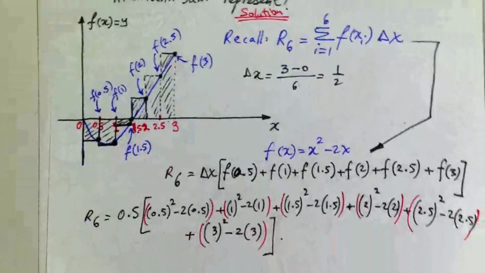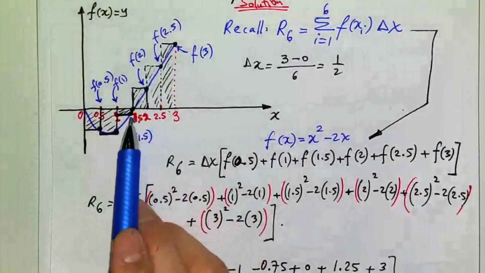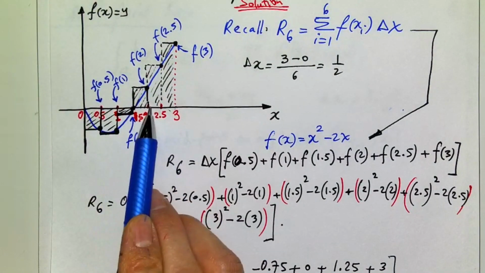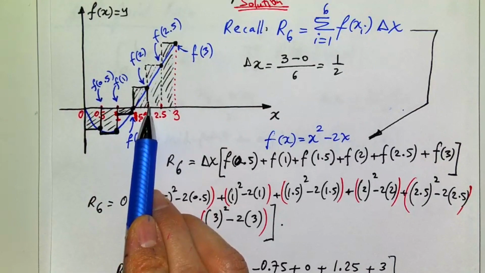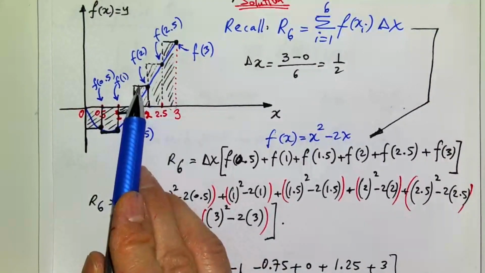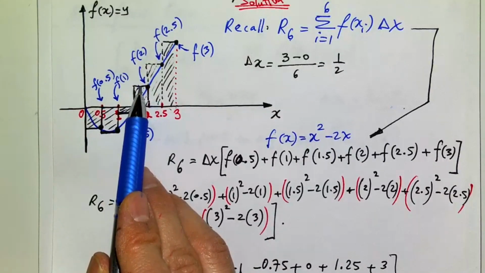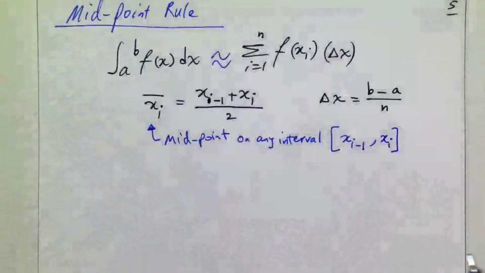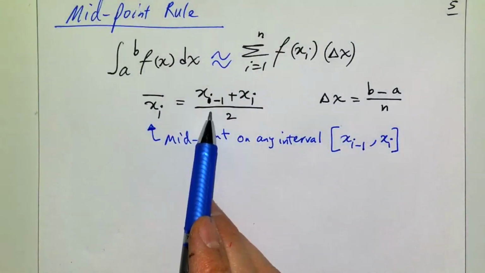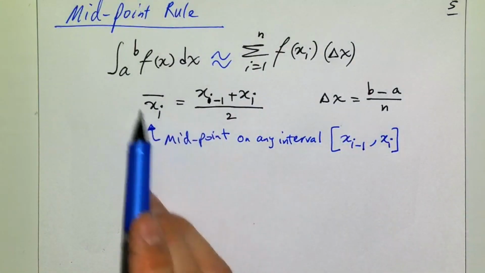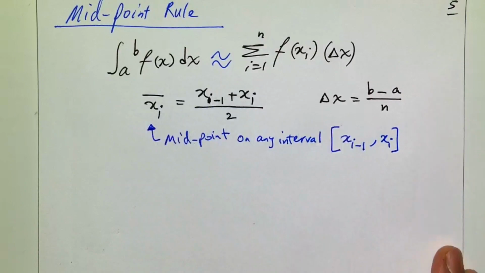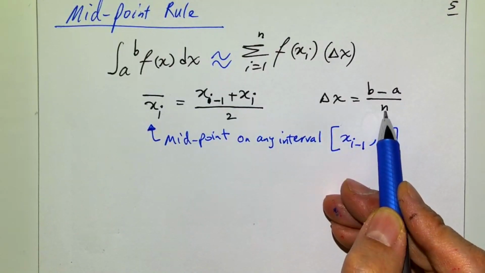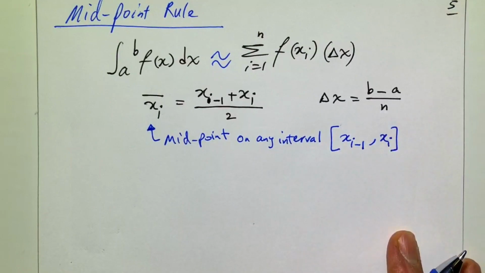To figure out where the midpoint is, we take the lower limit, 1.5 plus 2, 3.5, divided by 2, we get 1.75, which would be the midpoint of that rectangle. Okay, so that's what that formula really is saying. What we already know, but in formula form. And n is the number of rectangles we have.